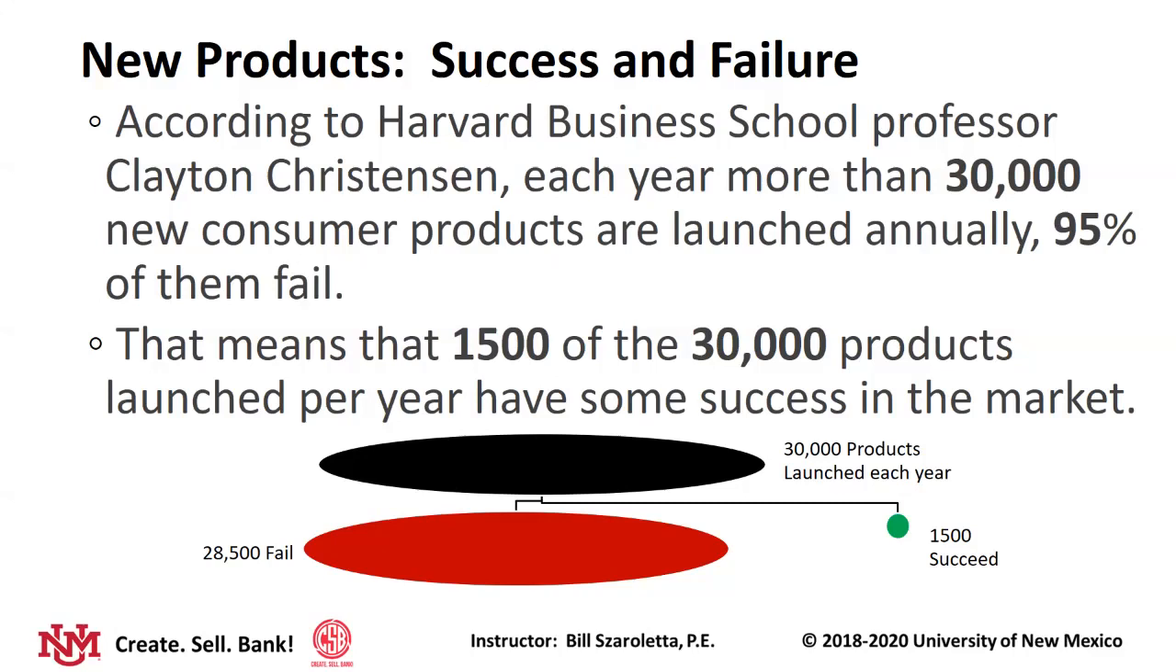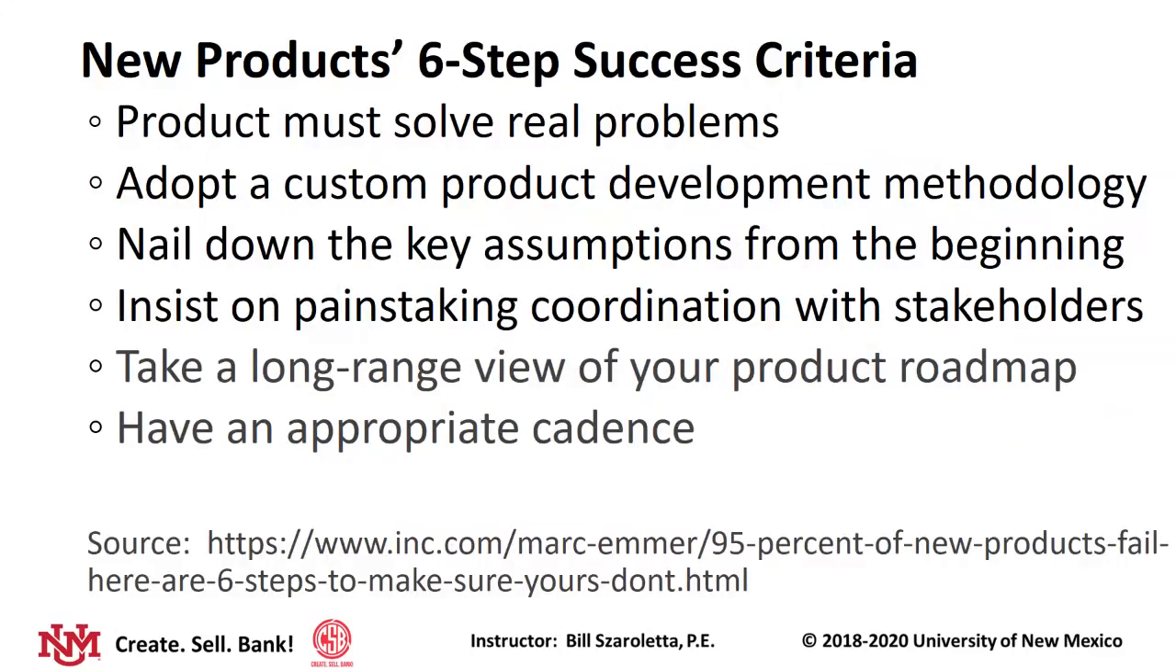Now, there's so many reasons for that. Let's look at some success criteria. Products must solve real problems. And maybe those 28,500 didn't solve any problems except in the inventor's head. Adopt a custom product development methodology. This is really important. So you make sure you think about all the things that you need to, the safety, the reliability, the cost. Nail down the key assumptions from the beginning.